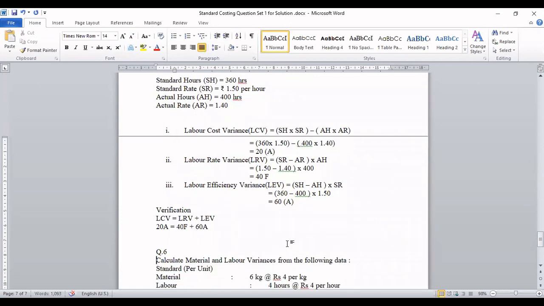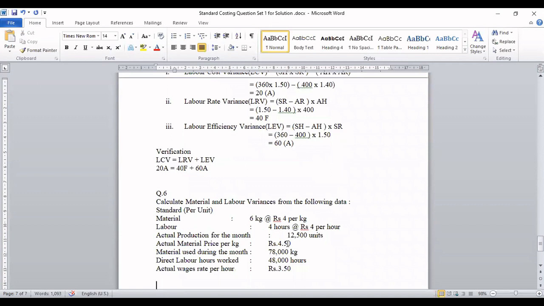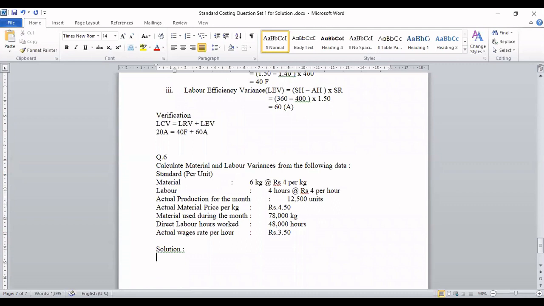Now, the last question for the day. This is a combination, which we call a combined question. So be very careful, read it properly, and you have to help me while solving this. Come on, I want someone to read the question. Calculate material and labor variance from the following data. Standard per unit: material 6 kg at the rate of 4 per kg. Labor 4 hours at the rate of 4 per hour.